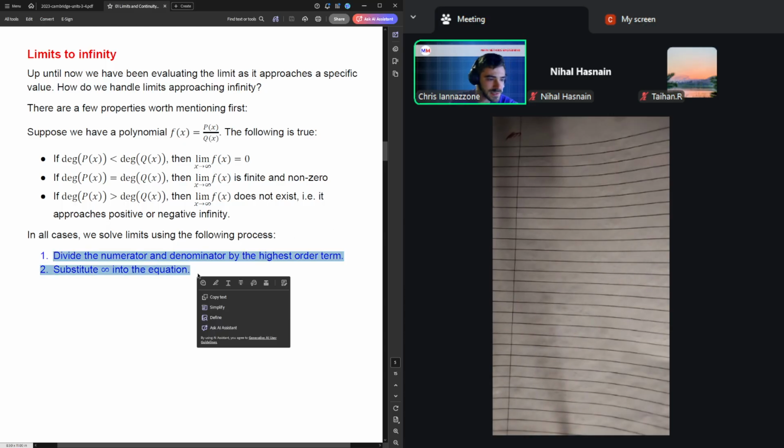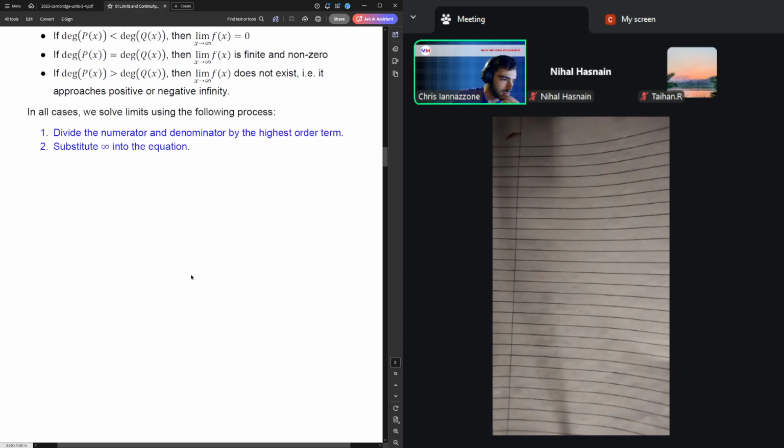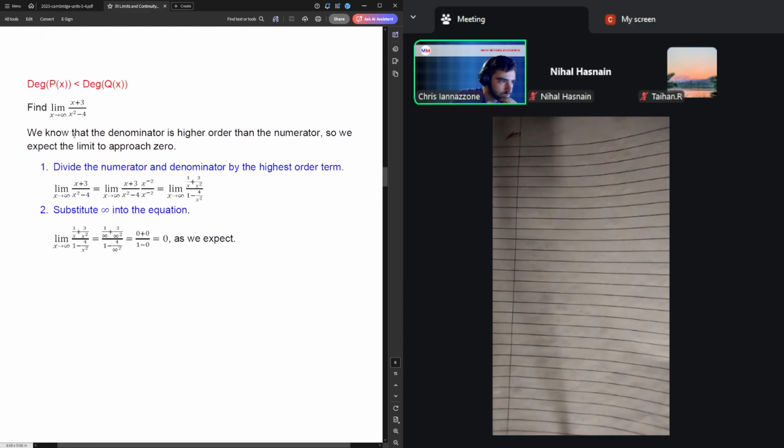In all cases, this is the procedure that you follow for evaluating limits that go to infinity. Let's have a look at what that looks like. So first example, we've got a linear divided by a quadratic. This is going to be a case where the degree of the numerator is less than the degree of the denominator. This is degree 1, this is degree 2. So what we should expect is that it goes to 0 at the end. The problem with limits to infinity is that subbing infinity directly into these spots is somewhat nonsensical, in the sense that you're just going to have infinity divided by infinity, and then you're just going to be like, well, okay, what do I do with that?